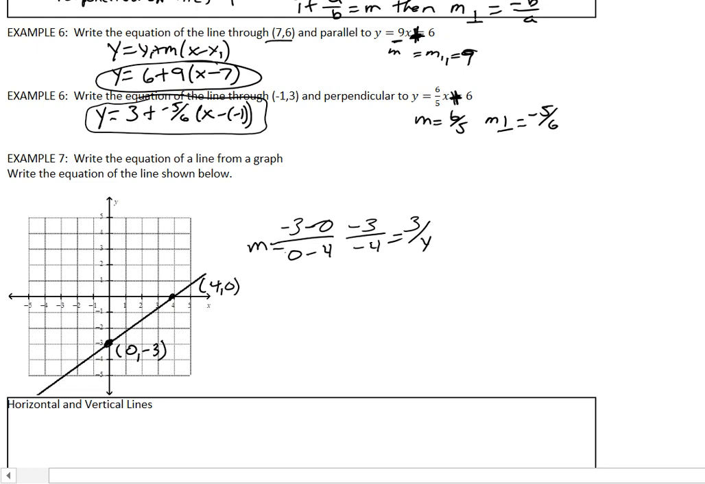Now, in this case, we easily could use one of the points and use point-slope form. However, you see right here, this is the y-intercept. The y-intercept is -3. That's where it crosses the y-axis. So b is -3. So all I have to do is y equals mx plus b: y equals 3/4 x minus 3 would be the equation of that line from the graph.